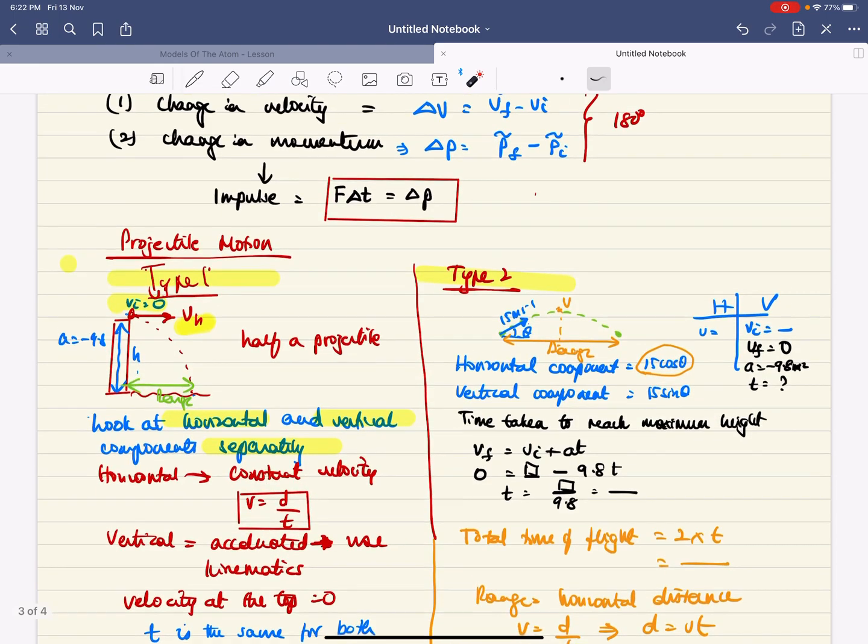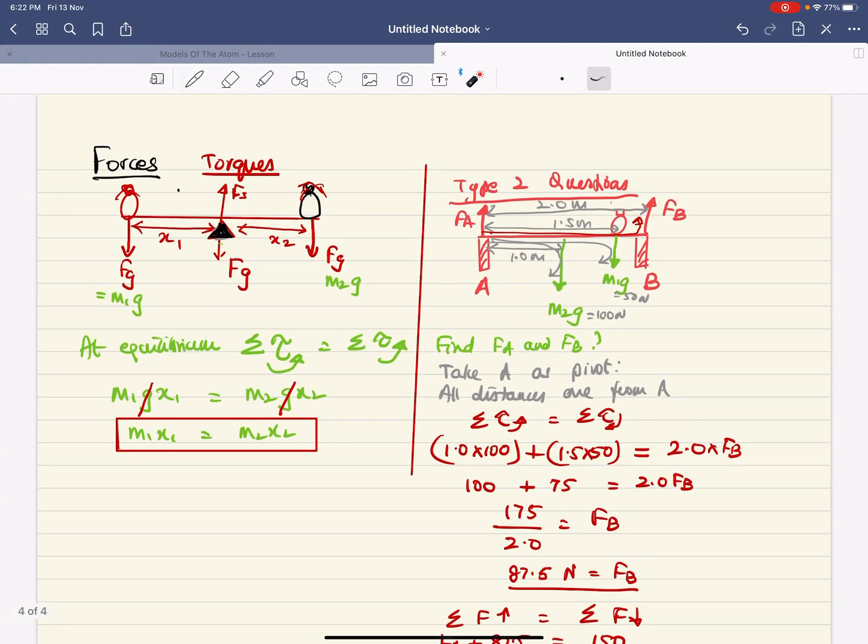Okay, and then you also have this little bit about forces, and some of the harder things that people find is the torques.